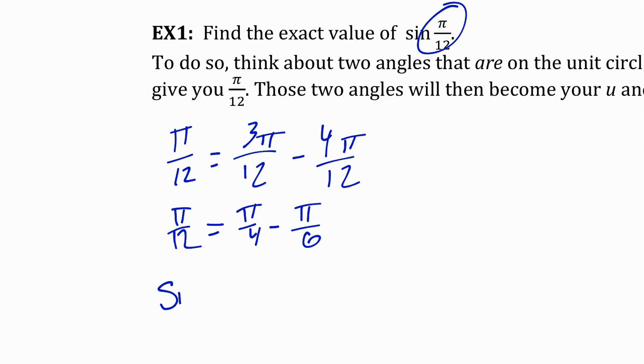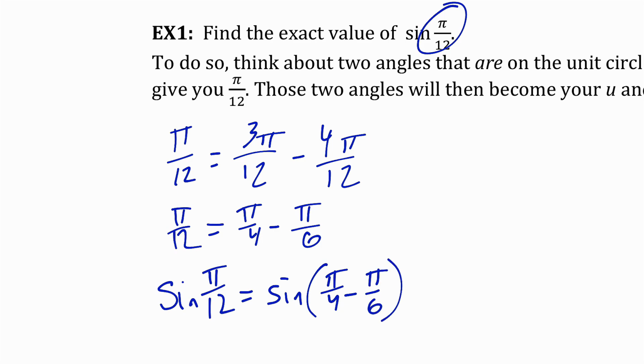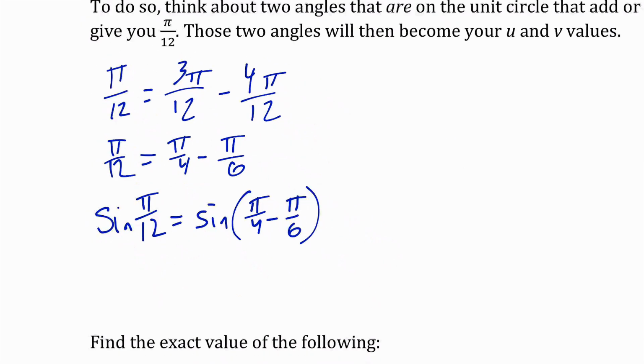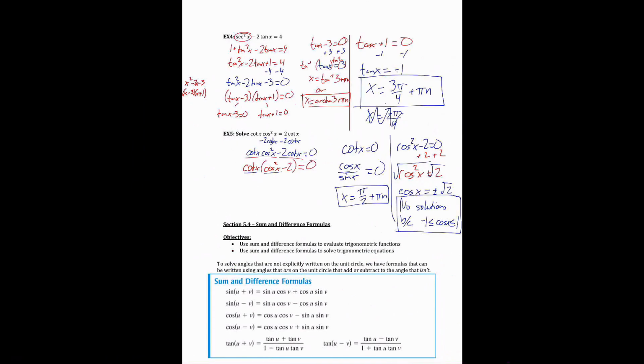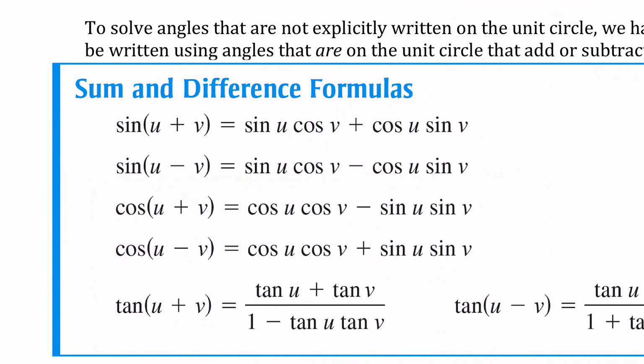So instead of saying the sine of pi over 12, we'll say it's the sine of pi over 4 minus pi over 6. Now relating it to what we saw on the previous page, our pi over 4 is our u, our pi over 6 is our v. So using the sine difference formula, sine of u minus v is the sine of u times the cosine of v minus the cosine of u times the sine of v.